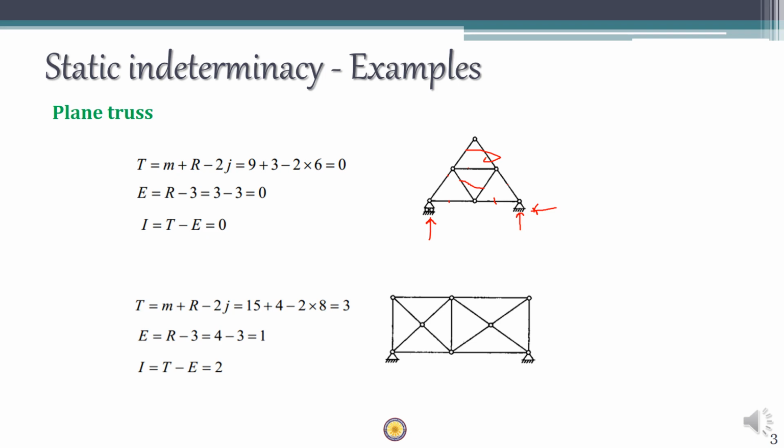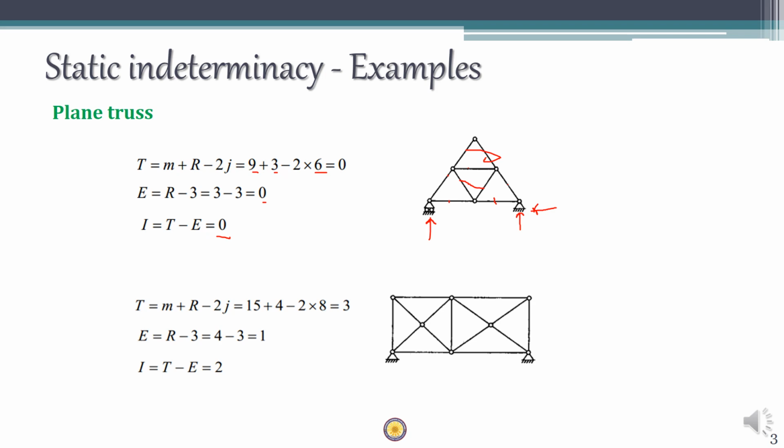Putting in the equation, total indeterminacy t is equal to m plus r minus 2j, you get number of members is 9 plus reactions are total 3 and j is 6. Putting in the equation, you get t is equal to 0, and external indeterminacy you can calculate as r minus 3, which is again 3 minus 3 equal to 0, which means internal indeterminacy equal to total indeterminacy minus external indeterminacy, which is 0. Otherwise you can calculate i is equal to m minus 2j plus 3 also.